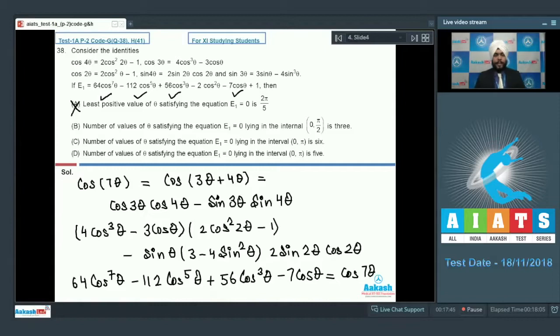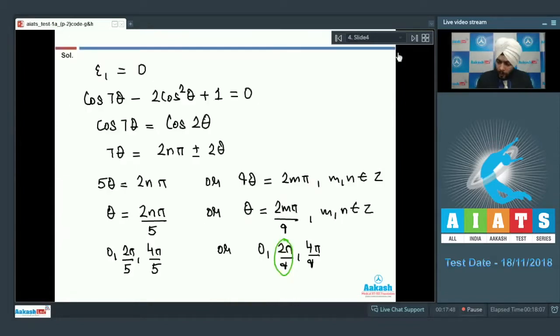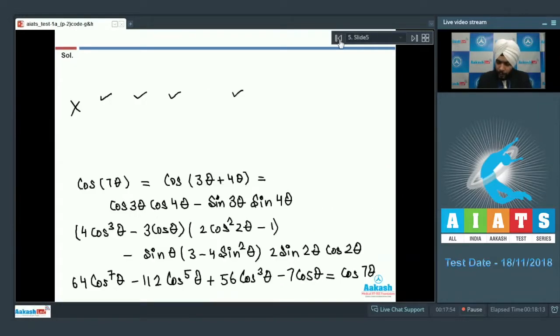Number of values of theta lying in the interval 0 to pi by 2. This value 2 pi by 9 lies in 0 to pi by 2. 2 pi by 5 lies in 0 to pi by 2.